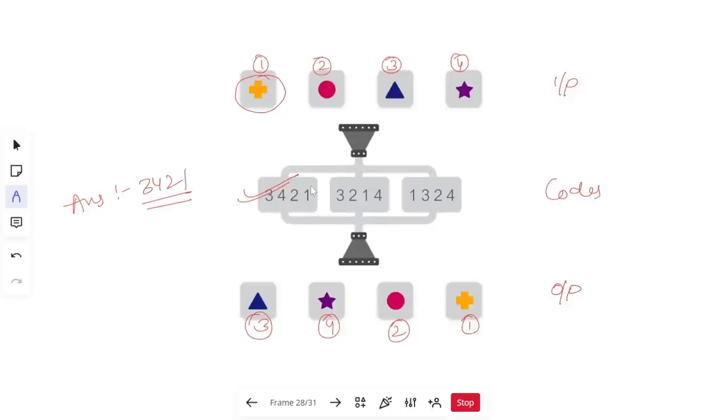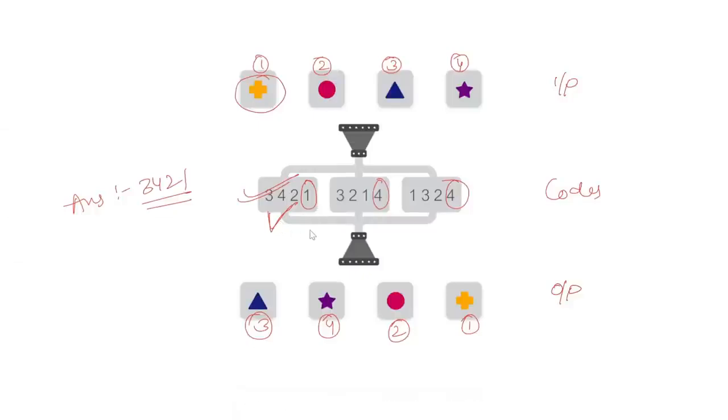Check your options. How many options have one coming at the end? In only one option, one is coming at the end. So yes, this is going to be the correct answer. In this way, you can solve these questions very quickly without wasting any time, because usually the elimination method will definitely work in these kinds of questions.